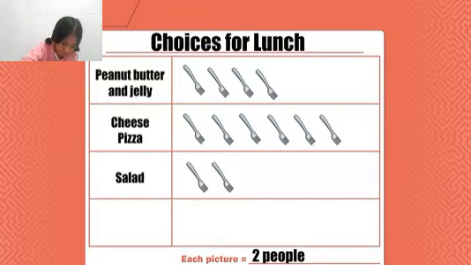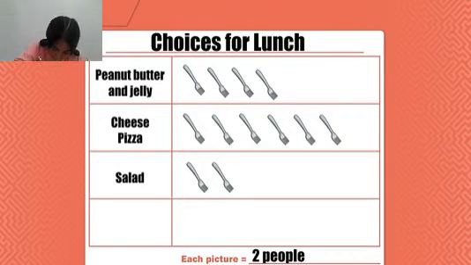Now a pictograph helps us see with pictures fast answers or fast results from our voting. Which one had the most votes? Was it the peanut butter and jelly, the cheese pizza, or the salad, Ethan? Cheese pizza. Yes, and you can see that one has the most. It has the most pictures. Which one had the fewest number of votes, Caden? Salad. Yes, and you can see that quickly because of the number of pictures.